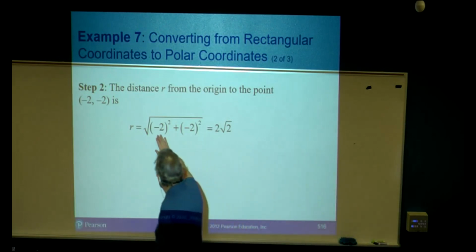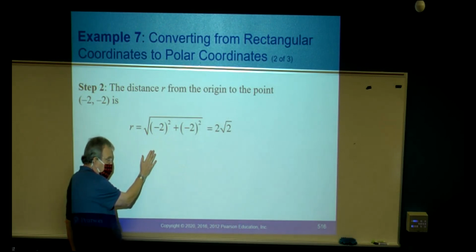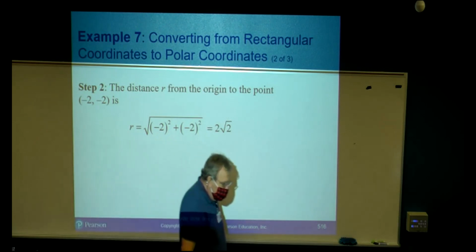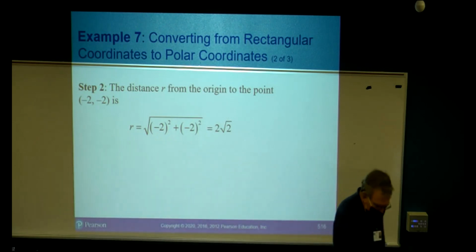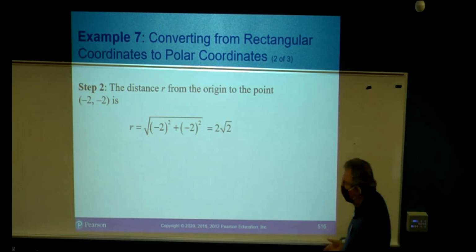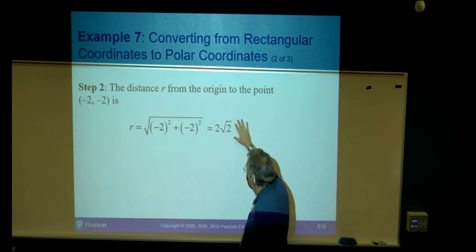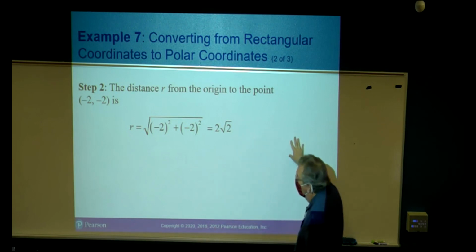All right, so please don't fall into this mistake of squaring a negative number and getting a negative number. Square a negative number, you always get a positive number. So please, there are people who still are doing this. I don't know if it's anybody in this class, but I still have people doing it. And so you wind up with the square root of 8, and the square root of 8 is 2 times the square root of 2. So that's what r is.